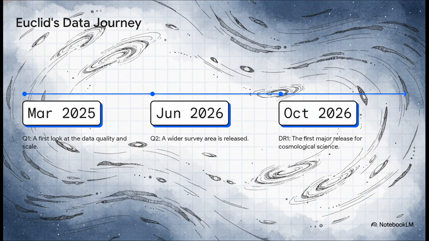So what's next on this incredible journey? That first look data from March 2025 was really just the opening act. The next big dates to watch are in 2026. We'll get a wider data set in June, and then the first major science release is slated for October. That's when the really deep science, the first high-precision dark matter maps, will start to roll in.